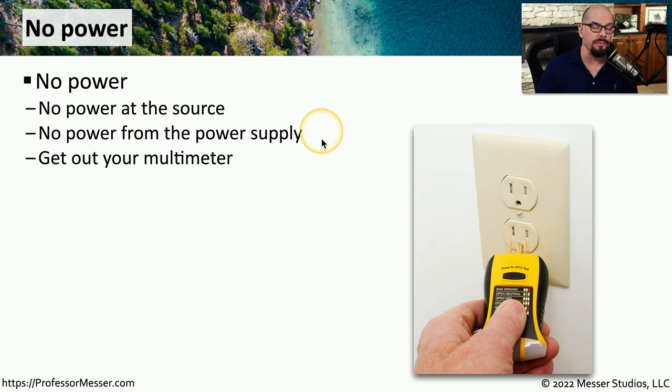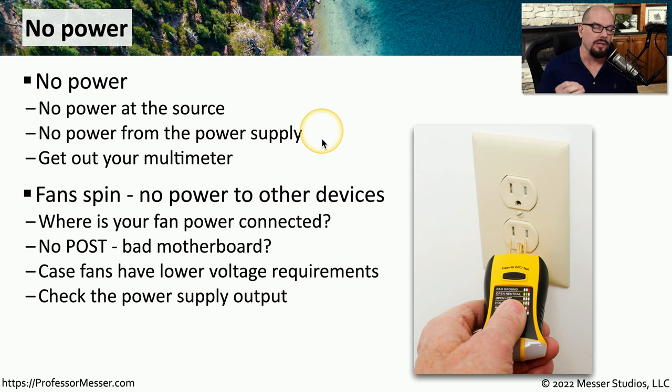And of course, you could use your multimeter inside of your system to see if it's receiving DC power from the power supply. You also want to look very carefully to see if anything inside of that computer is receiving power. For example, you may find that the fans are spinning inside of the system, but the motherboard and everything else seems to be inoperable.